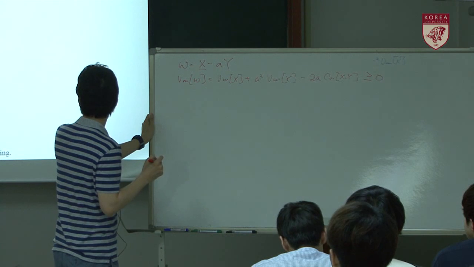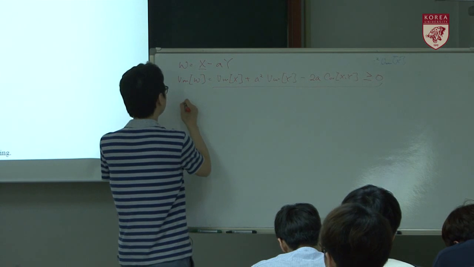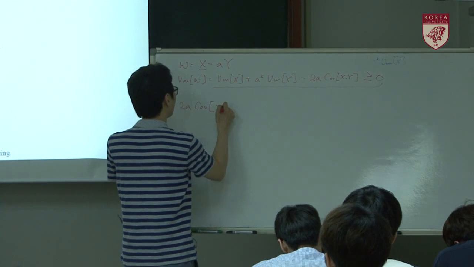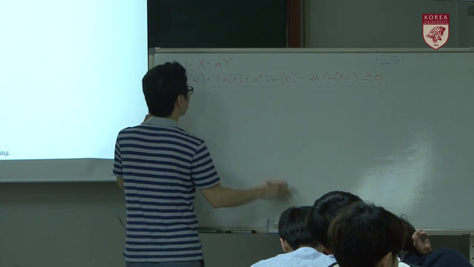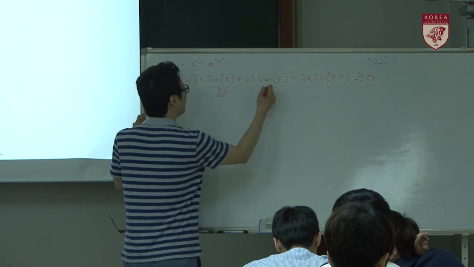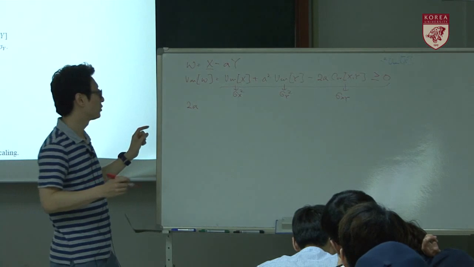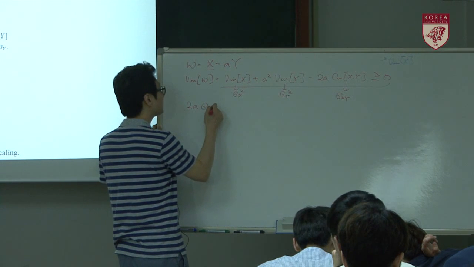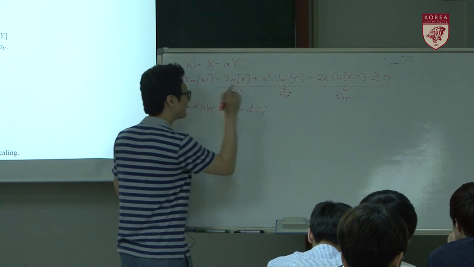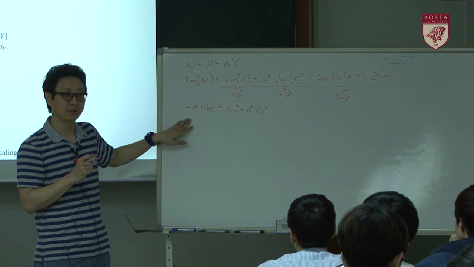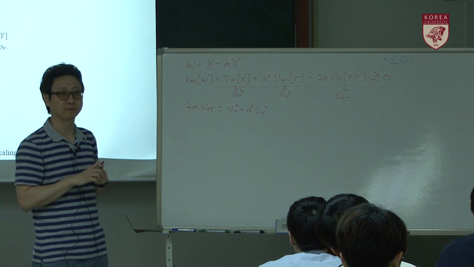Then from this relation we get 2a times the covariance of x and y. Let's use simpler terms. We use sigma x square for the variance of x, sigma y square for the variance of y, and sigma xy for the covariance of x and y. Then 2a times sigma xy is less than or equal to sigma x square plus a square sigma y square. This is the relation we derive. We just replace the variance with sigma x square and the covariance with sigma xy.